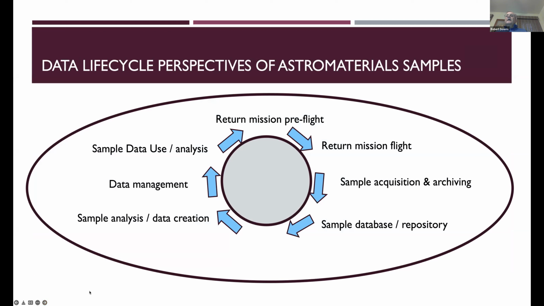Next slide, please, Kirsten. And then here, giving you a little perspective on the data life cycle from the Astromaterials samples ecosystem. So, first we're looking at the return mission, pre-flight information, and then the mission flight information, and then acquiring the samples, and then archiving those samples, and then getting those into a sample database or repository. And then there's the sample analysis, which is the beginning of the data creation, moving on to data management, and then the use of the samples, which would include analysis. And from there, new data products can be developed and allow people to continue using those and comparing different analyses from different types of samples.